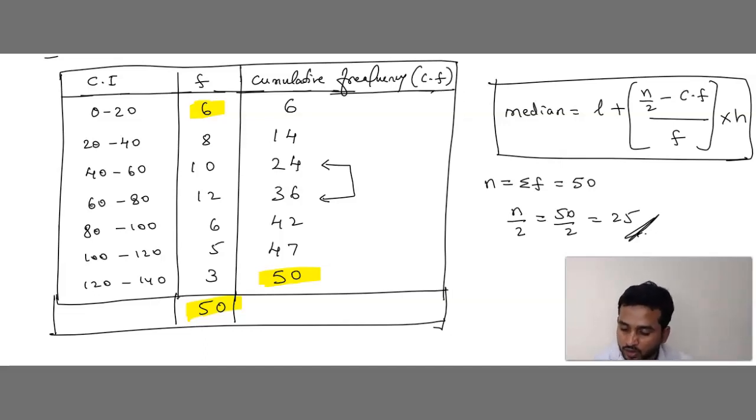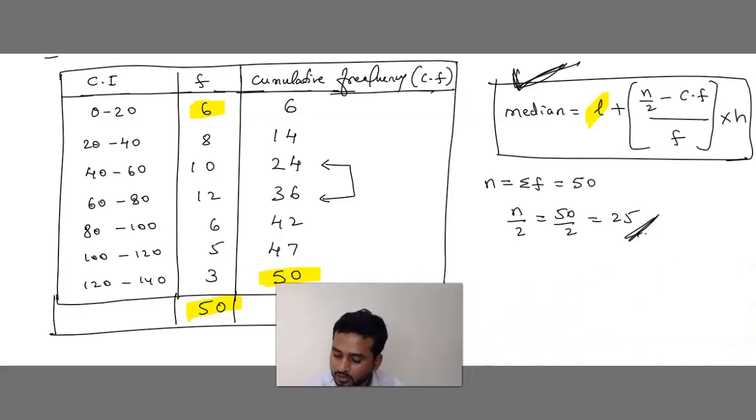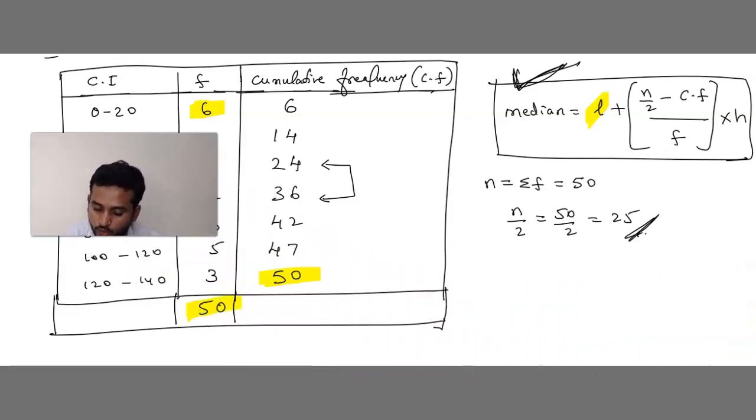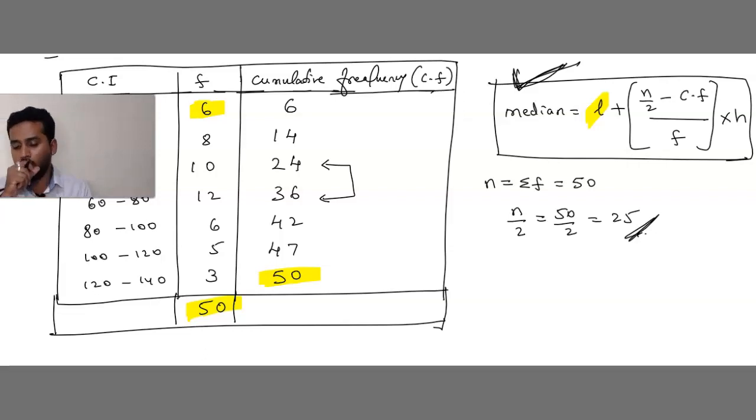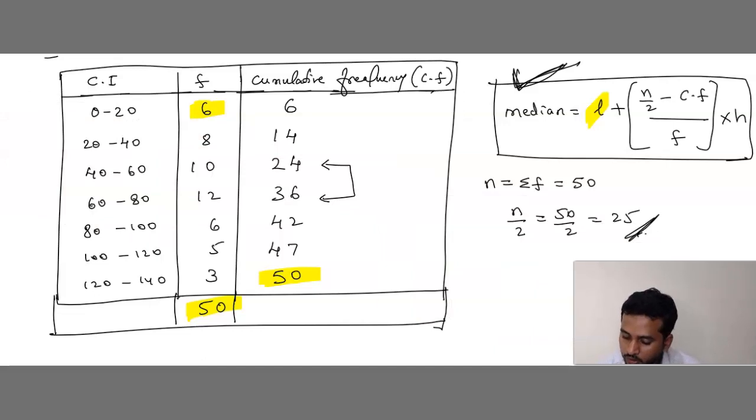Now our concept starts. First, what should we find? See the formula. Can you see this formula? So first, what should we find? L. We want L. If you want L, see here. Who is highest? Always remember, between 24 and 36, which is the bigger number? 36.